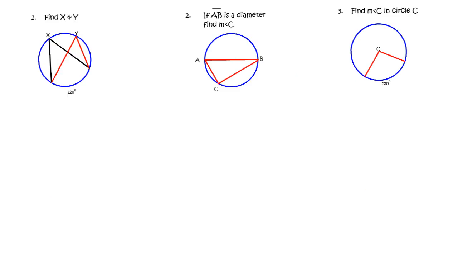We have 3 questions coming up. You want to find X and Y for the first one. X and Y, both of them are representing angles. Let's look at the vertex of that angle. The vertex of this angle is on your circle itself. So since it's on the circle itself, each one of them is an inscribed angle. So X and Y, both of them are inscribed angles.